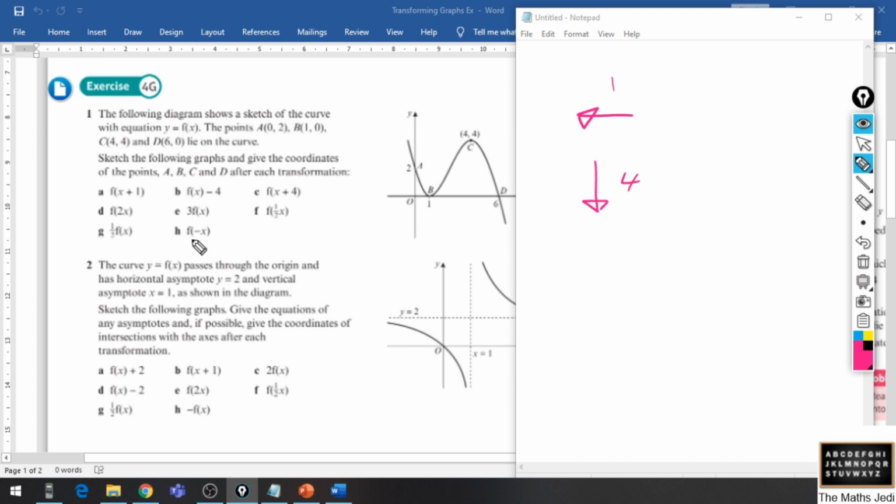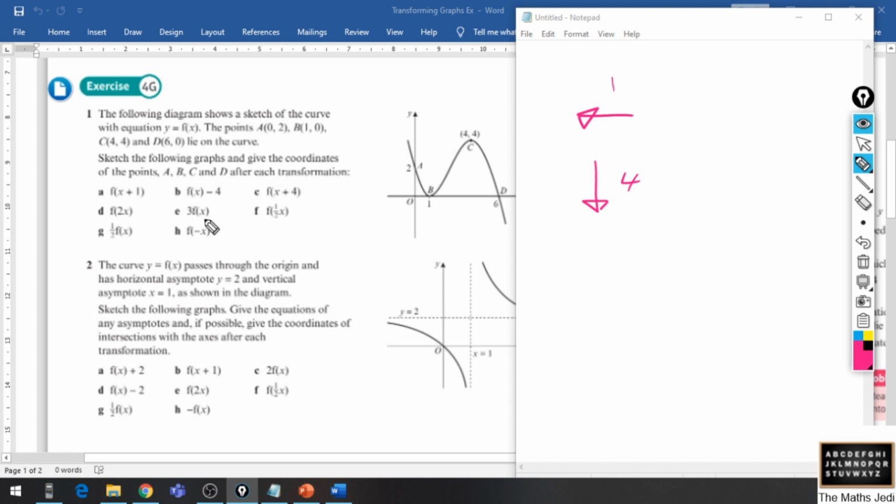Let's get to the stretches. So f of 2x, that's stretching everything horizontally by a factor of a half. So that's that last one we looked at. That's going to halve all of my x coordinates. So rather than B being at 1, 0, it's going to be a half, 0. Rather than D being 6, 0, it's going to be 3, 0. Rather than C being 4, 4, it's going to be 2, 4, and so on. A stays where it is.